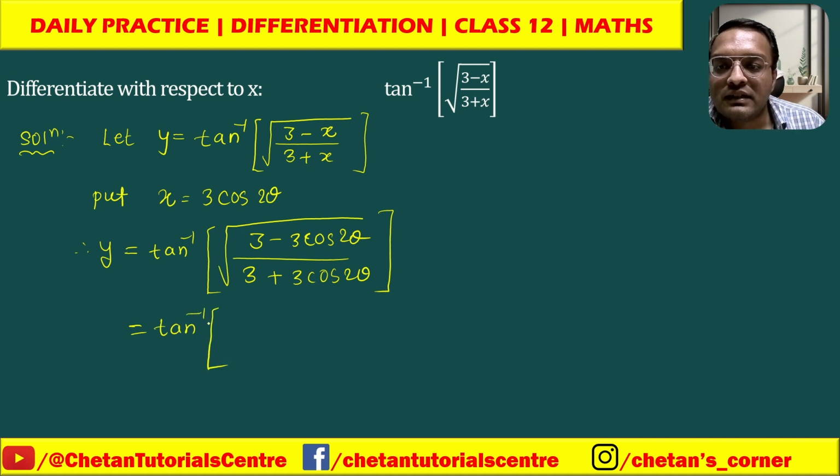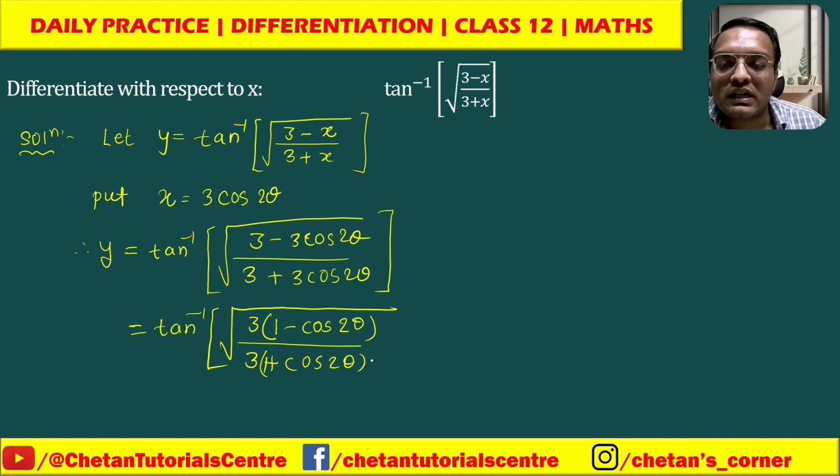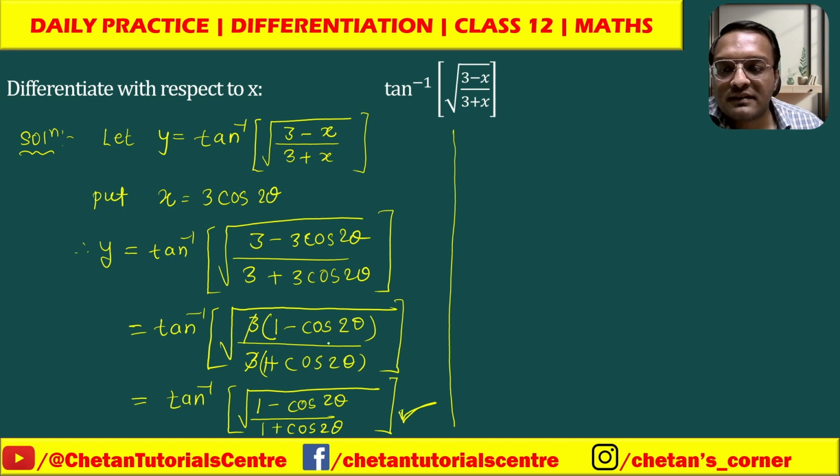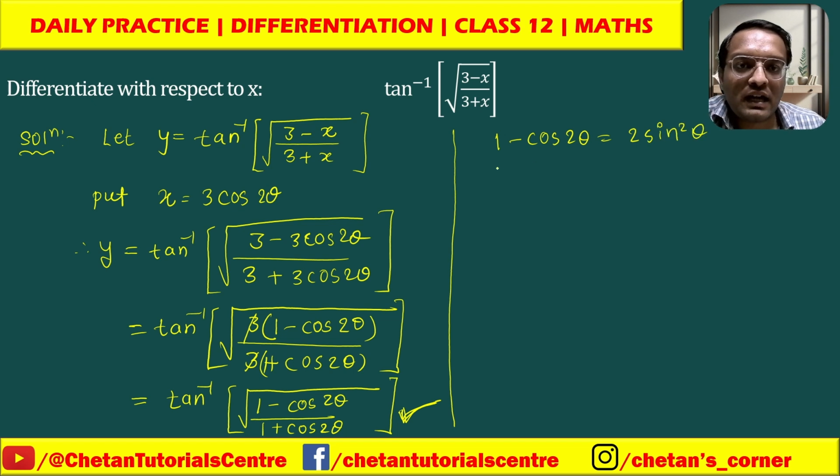Then I will take 3 common. What will happen? Under root of 3 inside the bracket 1 minus cos 2 theta upon 3 plus 3 inside the bracket 1 plus cos 2 theta. 3 will get cancelled. So what I will get? Tan inverse of under root 1 minus cos 2 theta upon 1 plus cos 2 theta. After substitution, I have simplified this and obtained this step. Now in this step, I will use the formula 1 minus cos 2 theta is equal to 2 sine square theta, and 1 plus cos 2 theta is equal to 2 cos square theta.